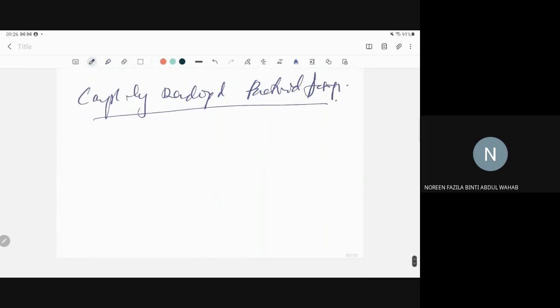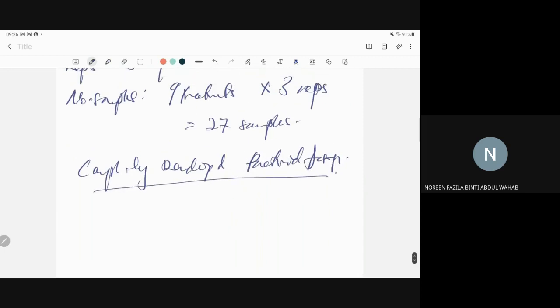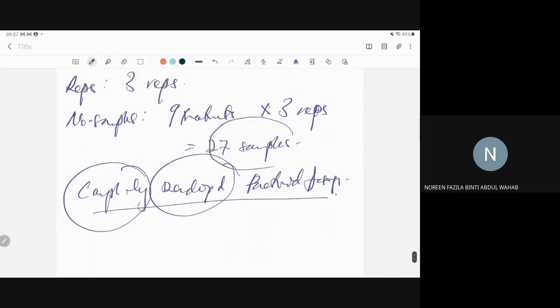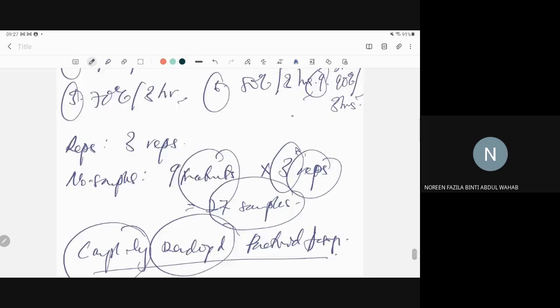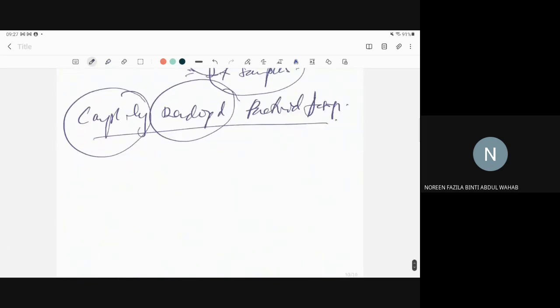When we say completely randomized, it will be similar to the completely randomized design where all the samples have to be randomized. Meaning that we have 27 samples, even though they are from different reps, we have to randomize them all. So there will be total randomization between the treatments and the reps.